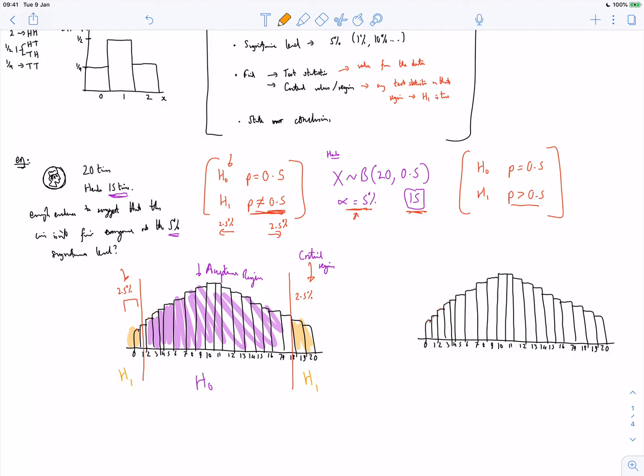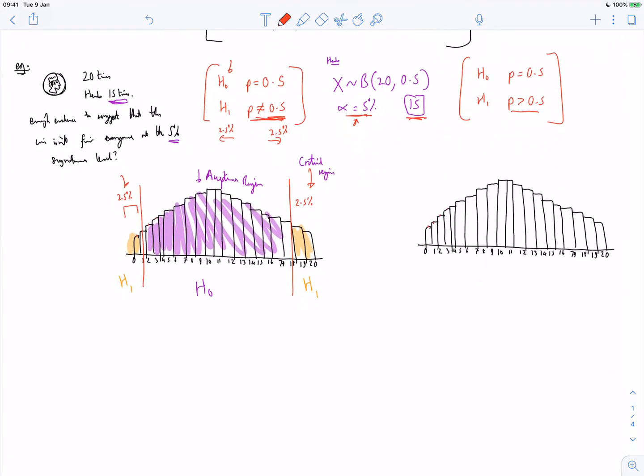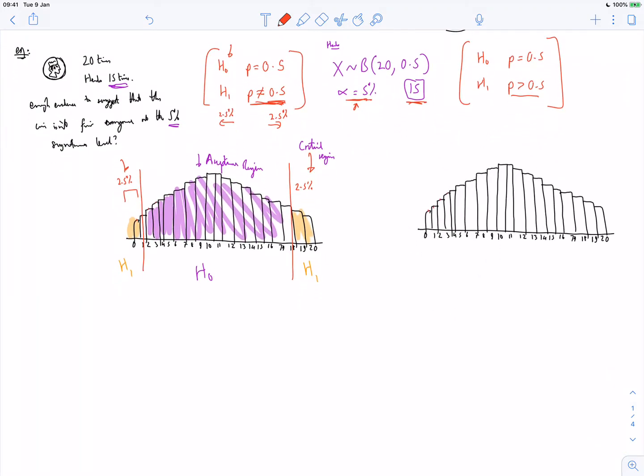Anyway, moving on. So the question is, how do we find the critical values? Where do we find these boundary points? And it's pretty simple. What we're going to do is use our calculator and go to statistics, and we're going to use the binomial CD function, which stands for cumulative distribution.